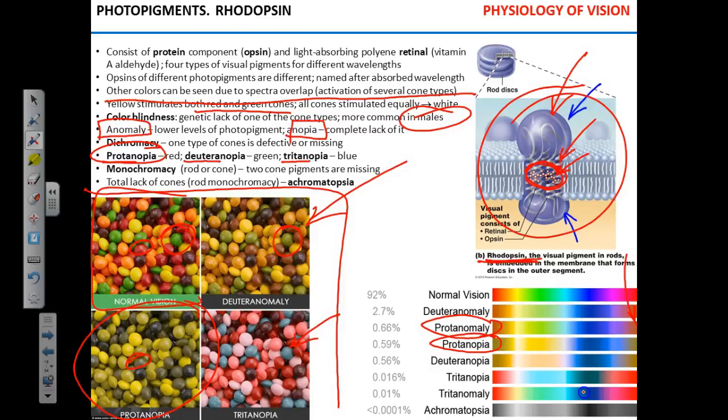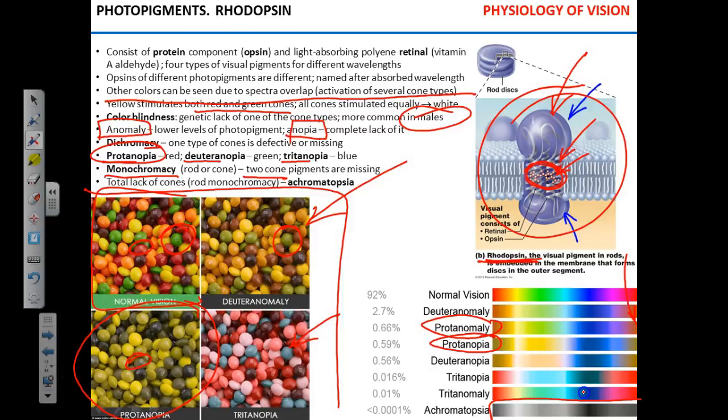So what if someone has two cones missing? Is that possible? Yes. It's called monochromacy. So imagine you have one rod and one cone. And the worst of all is achromatopsia. It looks like you live in the 50s all the time. Everything is grayscale. Okay? So monochromacy is you only see one color, like grayscale? Everything is grayscale. You have rods.